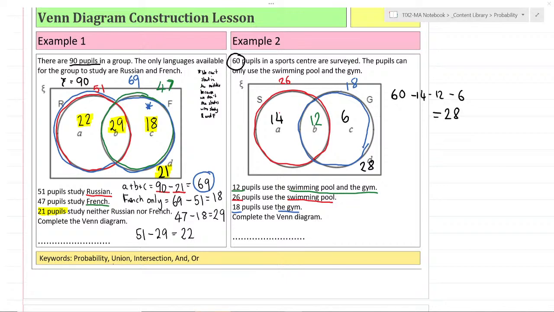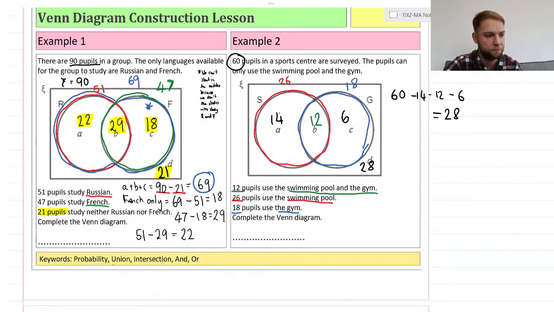I've just had a question: how did I get the 6? Well, there are 18 people in the gym, which represents this whole circle here, and we know that the middle part is 12. So it's everybody in the gym, which is 18, take away the middle, which is 12, which gives you 6. Okay, let's move on.